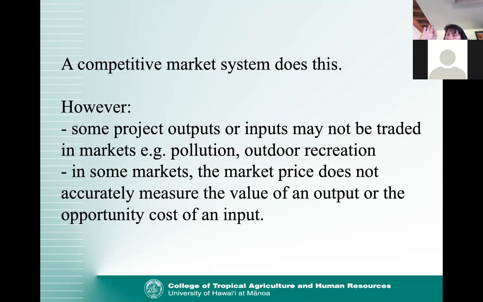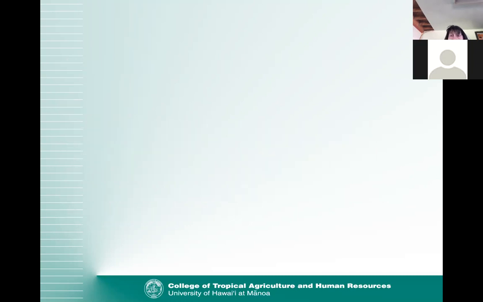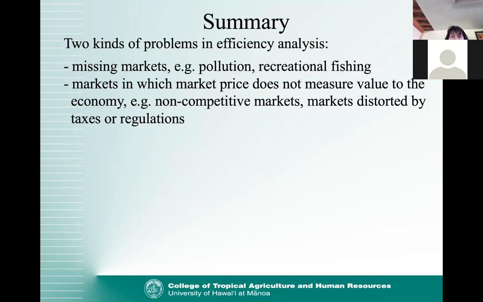We get our prices from markets, market equilibrium. Or sometimes market price is just flat inaccurate for other reasons. It's just not exactly measuring an opportunity cost or the true value of an output. So what do we do? We've got to do something. So we have kind of two problems that we're going to talk about, although we're not going to do much about them. We're just going to talk about what you do.